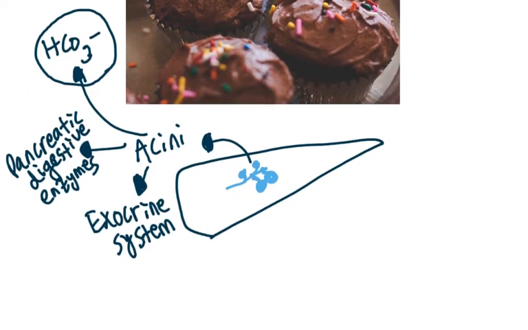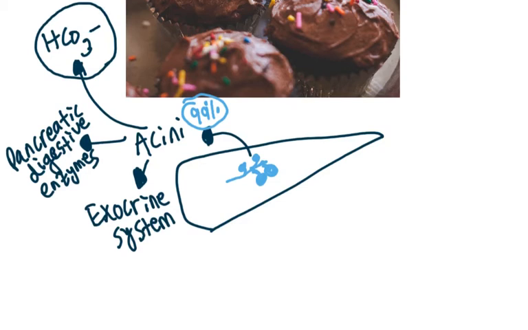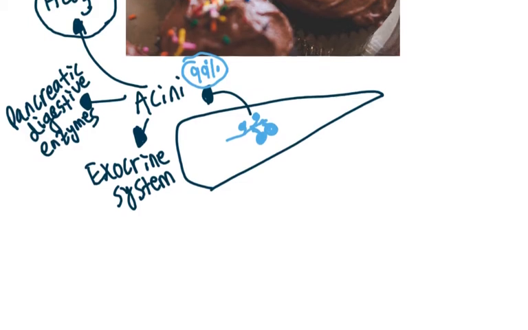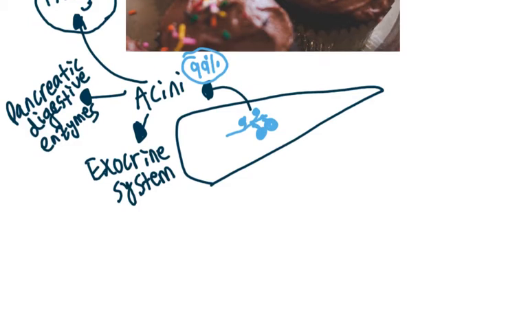Acini make up 99% of our pancreatic cells. Now what's the 1%? The 1% is part of the endocrine system of our pancreas, our pancreatic islet cells, or islets of Langerhans. And they're in clusters.